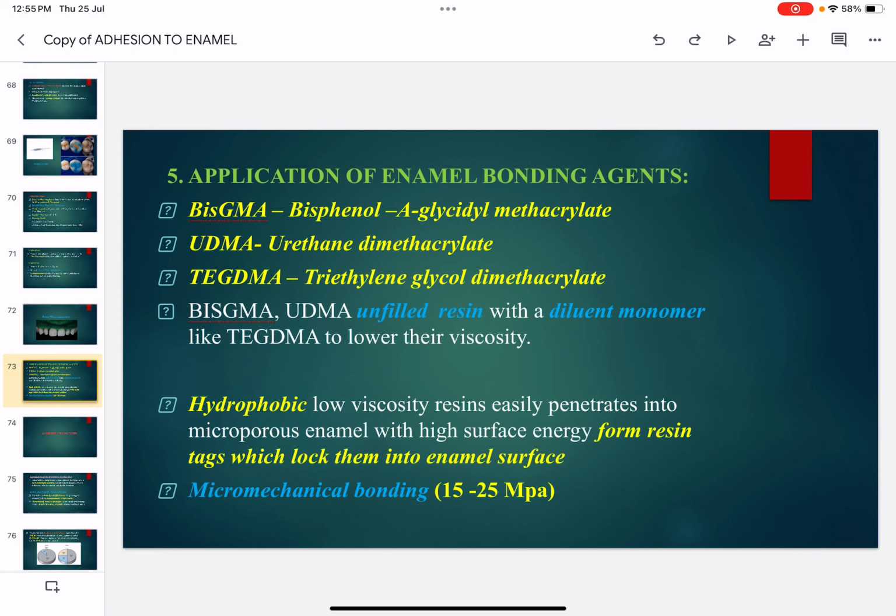And finally, onto the etched surface, we apply a bonding agent, which can be BIS-GMA, UDMA or TEGDMA. These hydrophobic resins easily penetrate into the microporous enamel with high surface energy, resulting in the formation of resin tags which lock the resin into the enamel surface, thereby creating a micromechanical bond of 15 to 25 megapascals. Thank you.